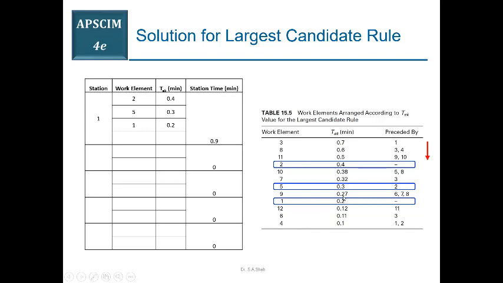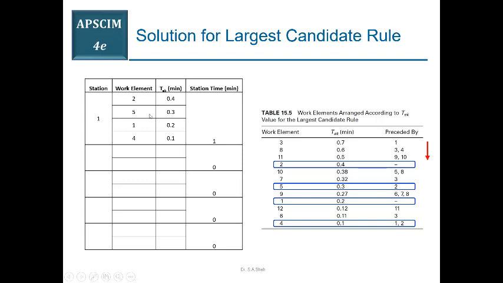The third step will be the same: after selection of the feasible element, simply go back to the start of the table and then, in descending order, look for the feasible element. So it is of 0.1 minute. If you look at the predecessors, 1 and 2, both operations have been assigned. So this means that this candidate is fulfilling both requirements, the time slot requirement and the precedence requirement. So this candidate can also be assigned to the first workstation.